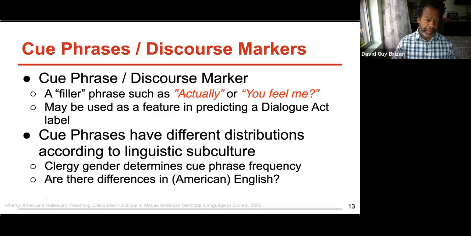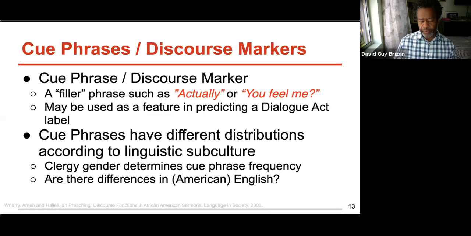So one example of that is called cue phrases. A cue phrase is just a filler phrase. It's something that doesn't actually provide content. It doesn't actually tell you what the user is thinking. It just acts as a filler. So you can say things like, actually, I don't really want to go to the supermarket today, right? I could take out the word actually from that sentence and it would still mean the same thing.